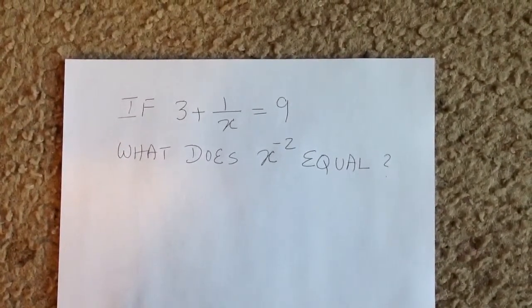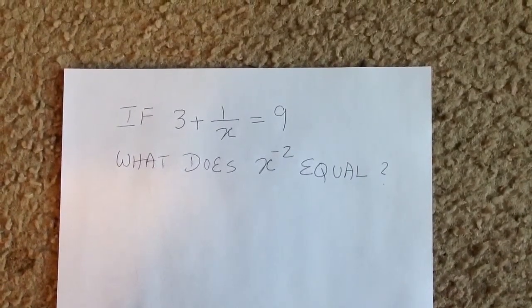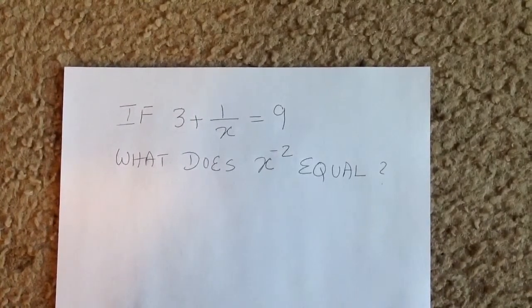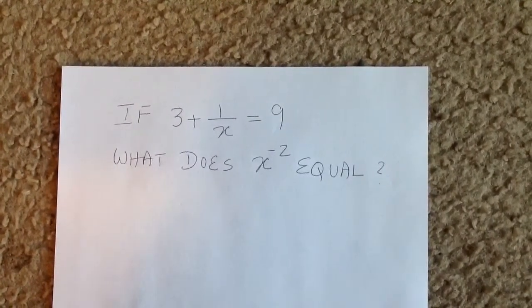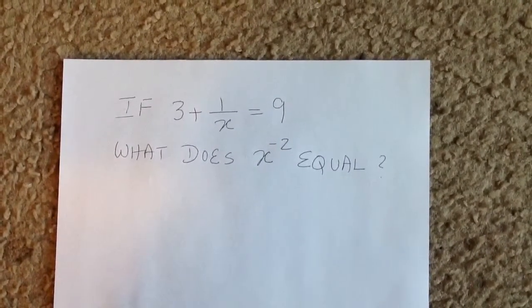From the given equation, subtracting 3 from each side, 1 over x is 6. So 1 over x times 1 over x is 6 times 6, or 36, and there is the answer.